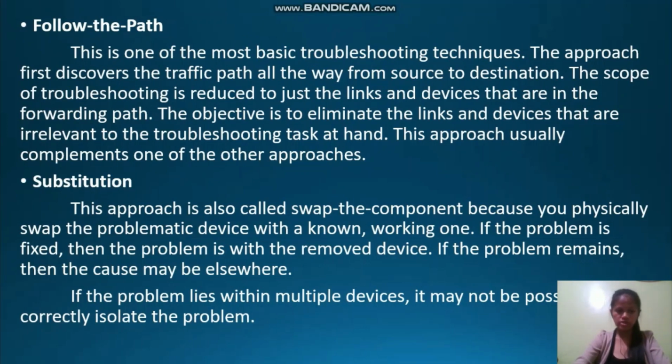The approach first discovers the traffic path all the way from the source to destination. The scope of troubleshooting is reduced to just the links and devices that are in the forward path. The objective is to eliminate the links and the devices that are irrelevant to the troubleshooting task at hand. This approach usually complements one of the other approaches.